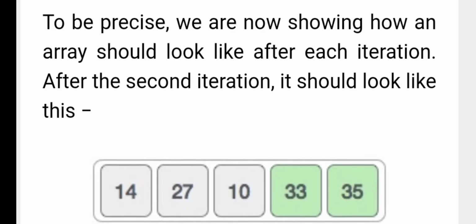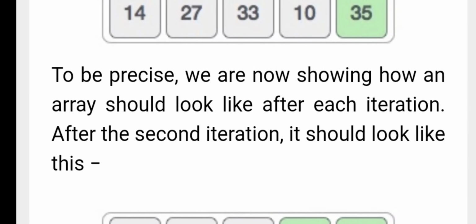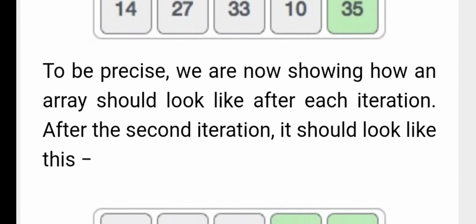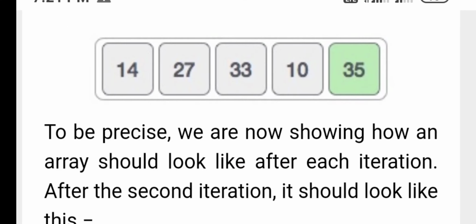Next we have to place 33 in its proper position. 14 and 27 are compared, so they are in appropriate place, and 27 and 33 are compared, they are in appropriate place. Coming to the comparison of 33 and 10, they are not in appropriate place, because 33 is greater than 10, so we have to swap 33 and 10. So we get 14, 27, 10, 33, 35.